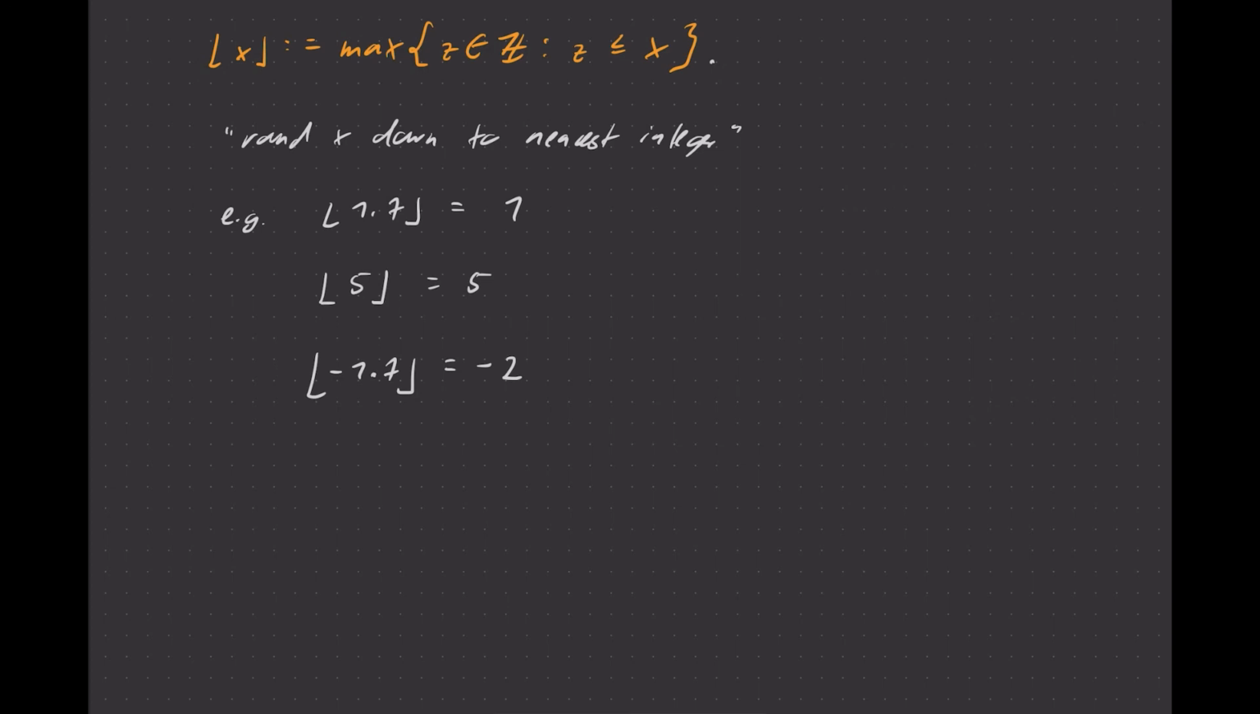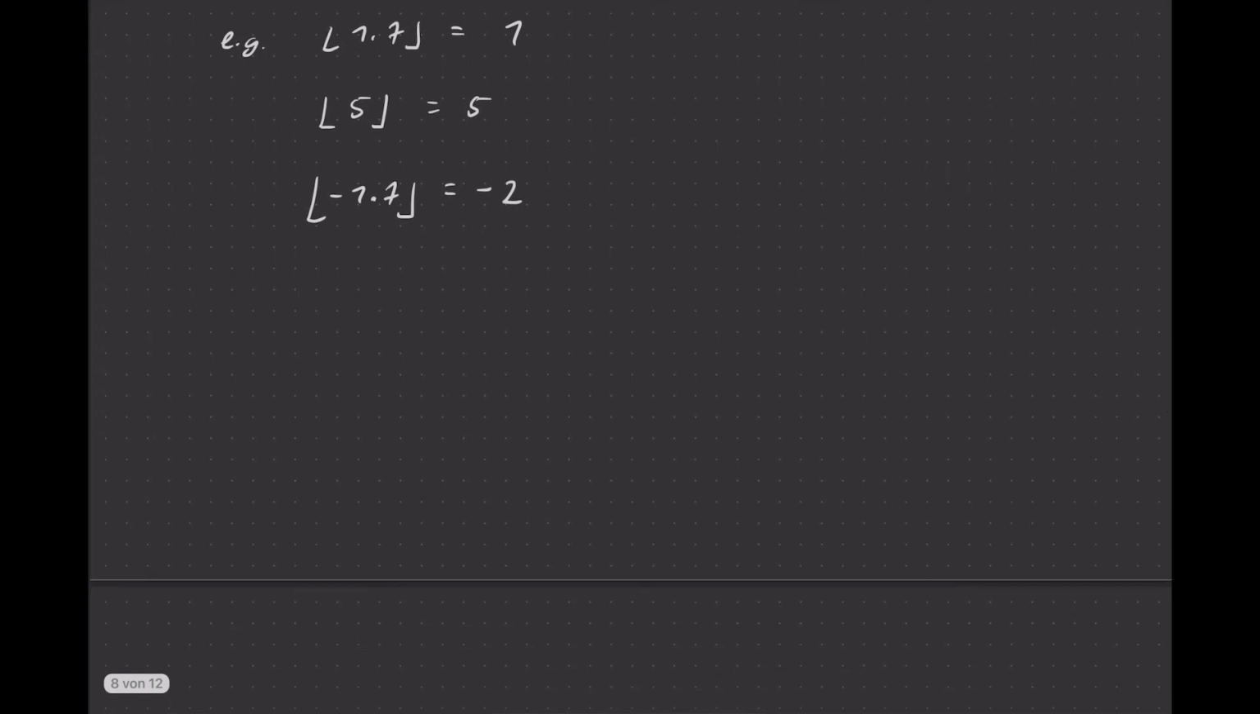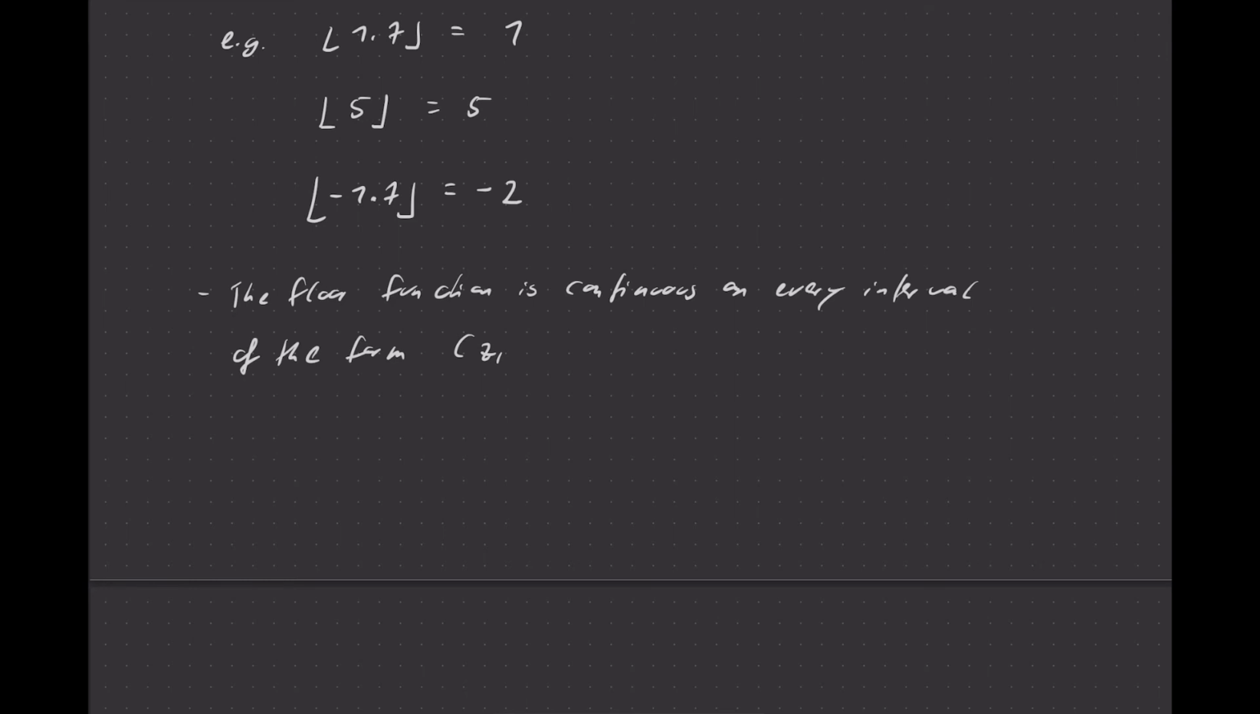And this floor function is, of course, continuous on every open interval between two integers because it's constant there. Right, so if you take any integer z and then z plus 1 and take this interval, it's constant on that, with the exception of the boundary points. So the first thing that we can note is the floor function is continuous on every interval of the form z to z plus 1 for any integer z because it's constant on that interval. It only jumps at the boundary points, or one of those boundary points.